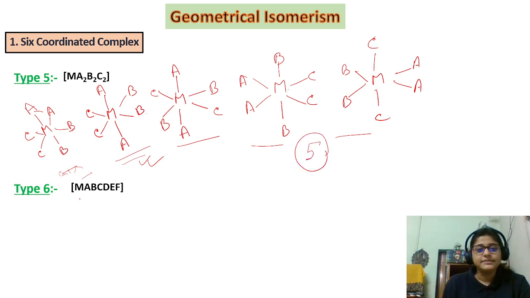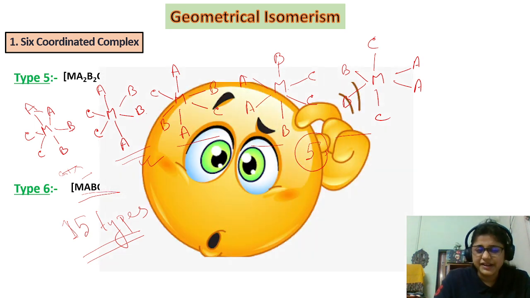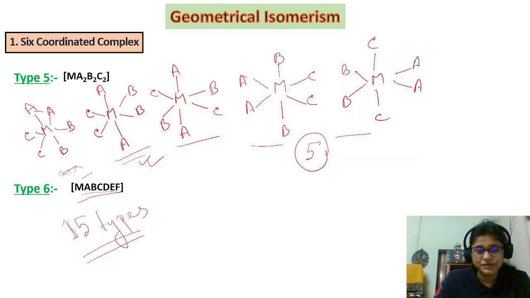Okay, and in this case, 15 types of geometrical isomers are present. I will not draw all of them, but there are combinations, right? AB can be trans and we can play with the other groups, AC can be trans and we can play with the other groups, and AD can be like that way. So 15 types of isomers are there. Confusing, right? But not much. If you draw the structures carefully, you'll understand how.